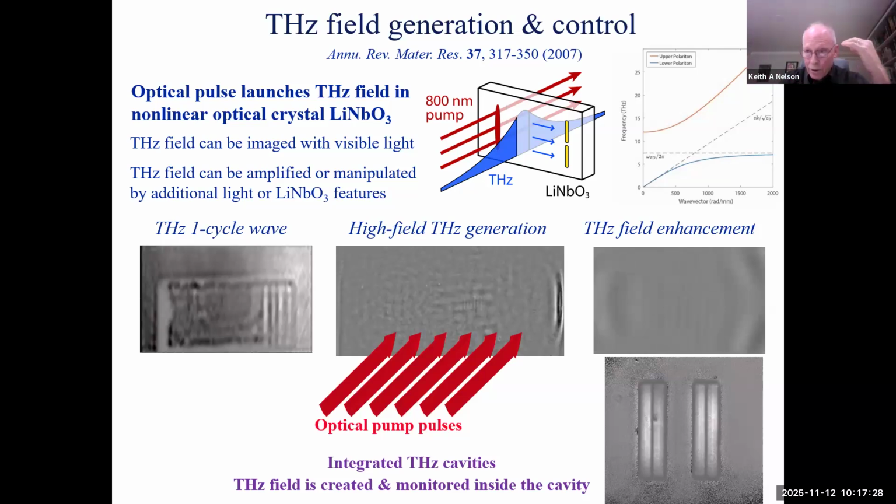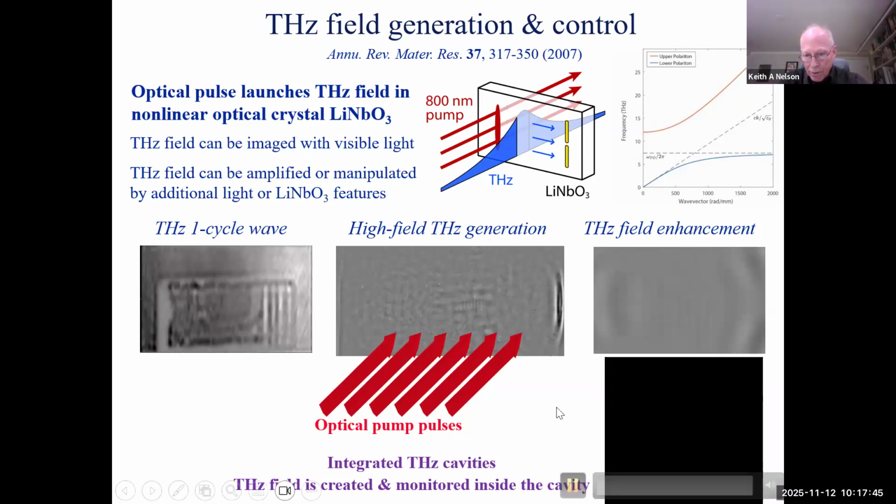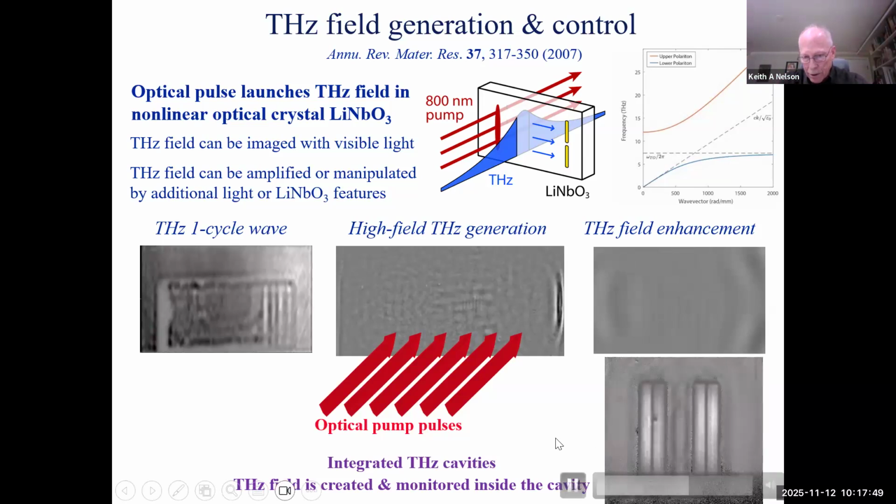It's also really straightforward to do laser machining of these lithium niobate crystals, especially if they're not very thick, and make all sorts of structures, band gap structures, cavities of various sorts, and so forth. That's what's illustrated here. There it is, a terahertz cavity. You can see the terahertz wave reflecting back and forth.